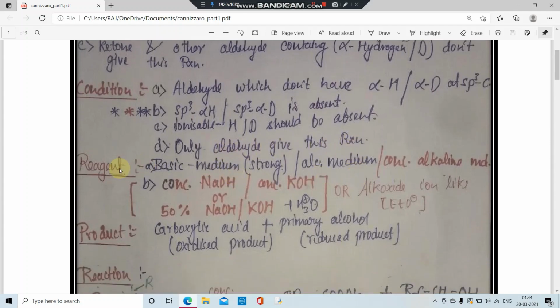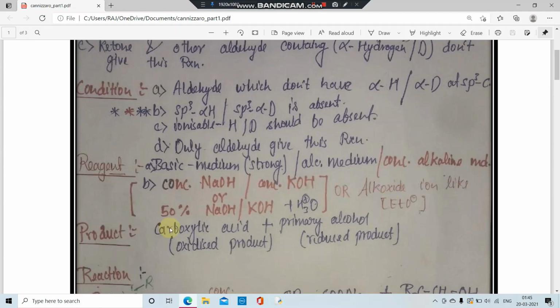Now, reagents for the Cannizzaro reaction. Basically it occurs in a basic medium, strong alkaline, slightly strong alcoholic medium or concentrated alkaline medium. What are the reagents? It may be concentrated NaOH or concentrated KOH, or 50% NaOH, or 33% NaOH or KOH. Sometimes it may be given as an alkoxide ion as a reagent, for example the ethoxide ion.